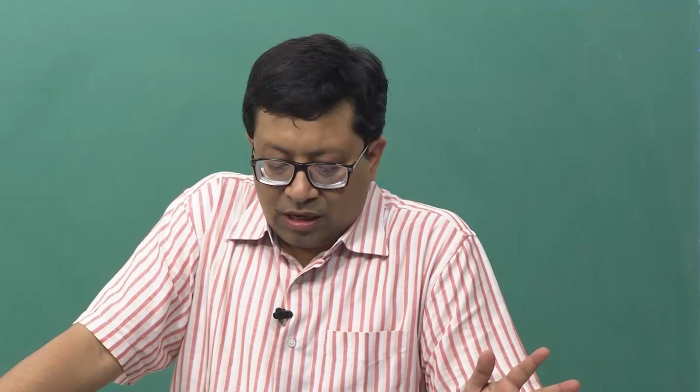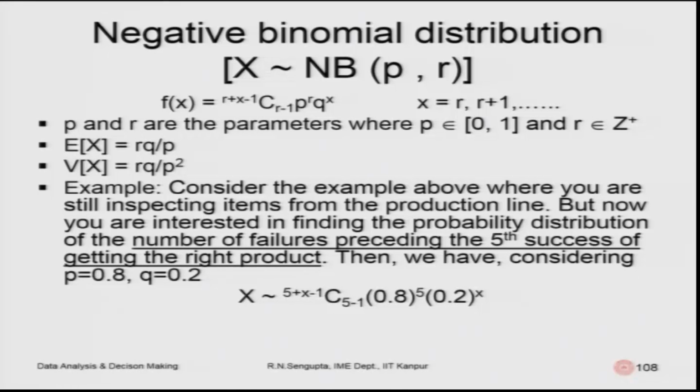And an example: consider the example above where you are still inspecting items from a production line, but now you are interested in finding the probability distribution of the number of failures preceding the 5th success of getting the right product. Then, with p equal to 0.8 and q equal to 0.2, the actual distribution would be given by the following. Here r is 5, so it will be (5 plus x minus 1) C (5 minus 1), which is r minus 1, times 0.8 to the power 5, and q, which is 0.2, to the power x.